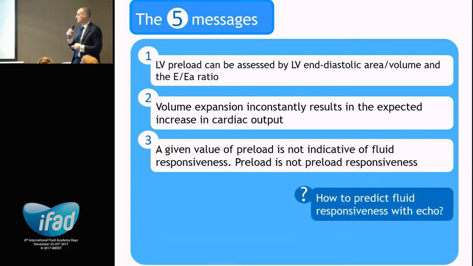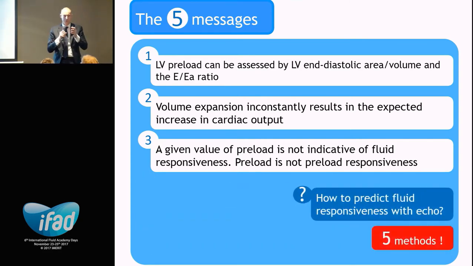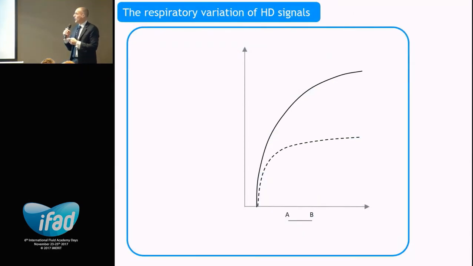Then how is it possible to do so with echo? We'll see together 5 different methods. In fact, the idea is that we will test the Frank-Starling curve at the bedside. This is what's been called the dynamic assessment of preload responsiveness. The first method is to use the respiratory variation of hemodynamic signals. Indeed, what is the principle behind?